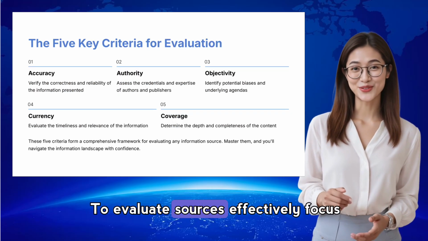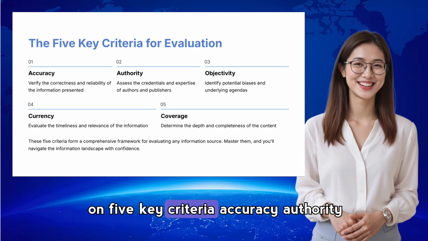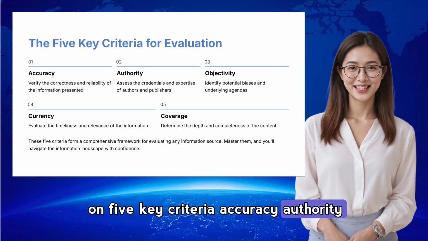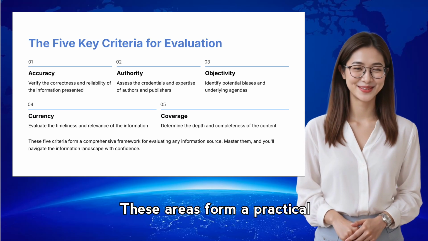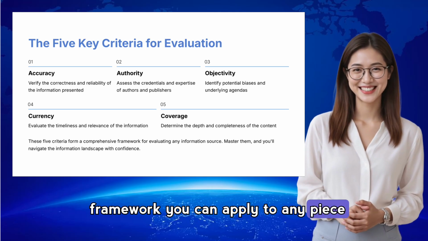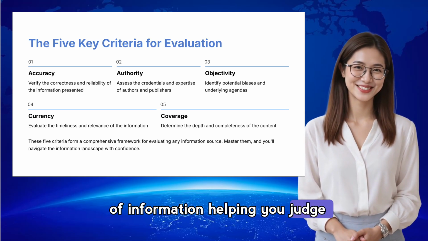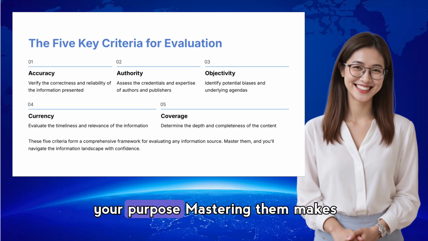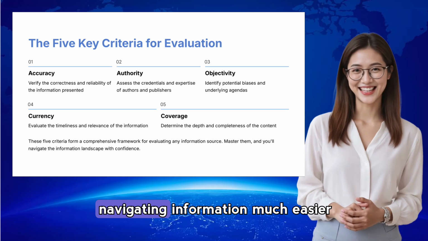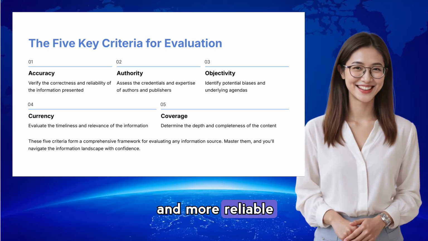To evaluate sources effectively, focus on 5 key criteria: accuracy, authority, objectivity, currency, and coverage. These areas form a practical framework you can apply to any piece of information, helping you judge whether a source is trustworthy, relevant, and sufficiently thorough for your purpose. Mastering them makes navigating information much easier and more reliable.